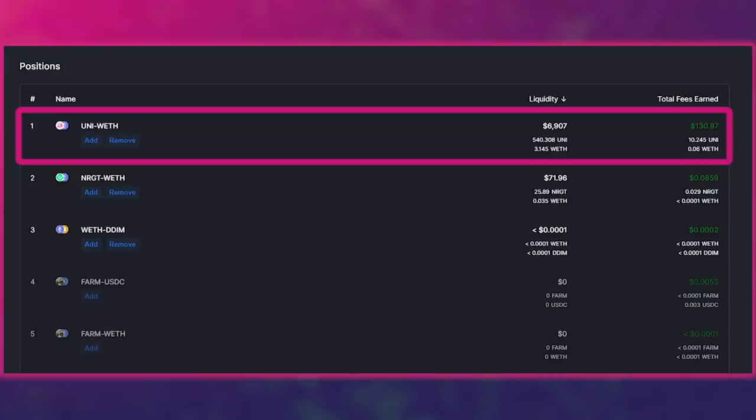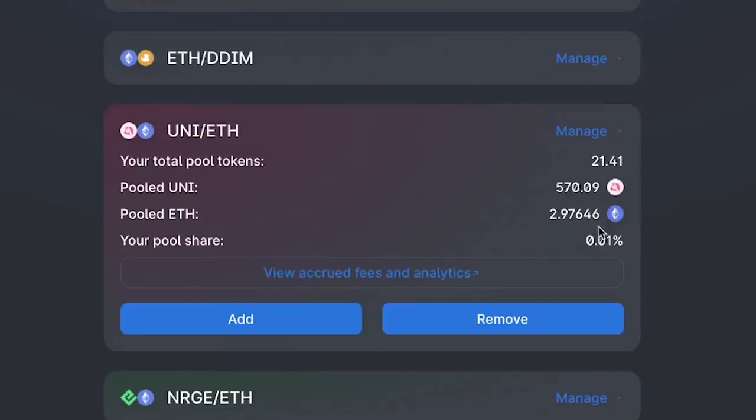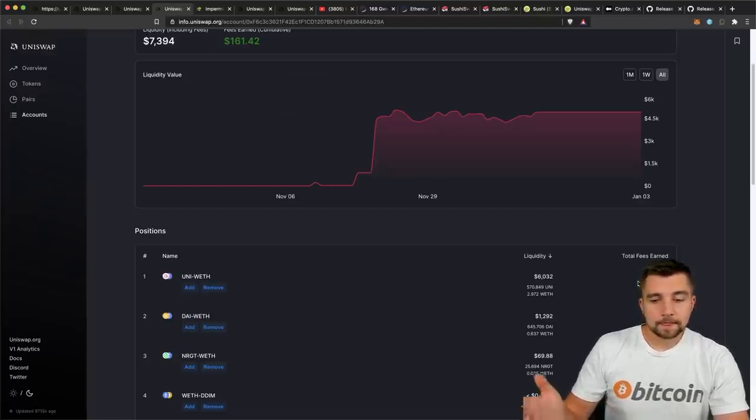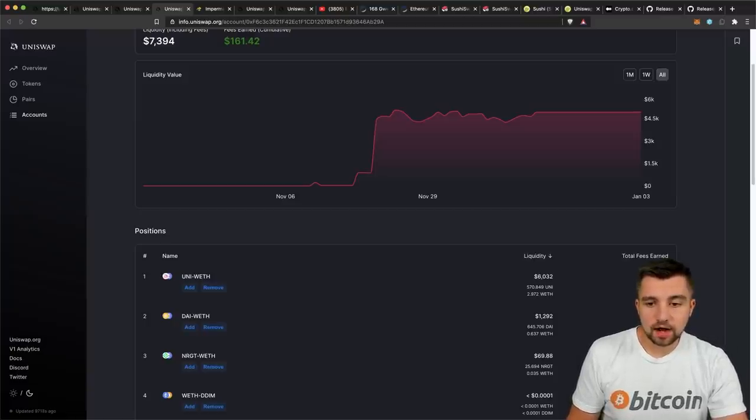You see my associated coins here, and I've earned $110 as my share of the fees. My pool share is 0.01%, so it's microscopic, but I've still earned $110. So basically, by putting over $6,000 into Uniswap, I'm earning a nice little chunk of change.